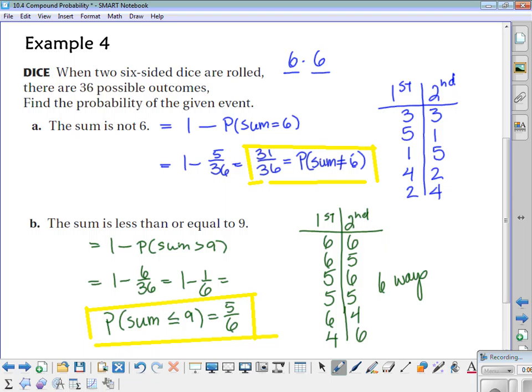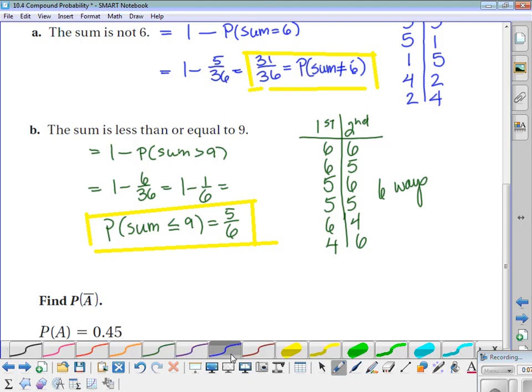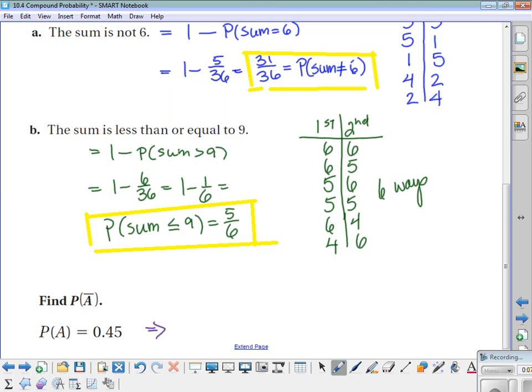All right, so here's a really easy one for you. There actually are problems this easy on your homework tonight. Find A bar, find the probability of A bar if the probability of A is 0.45. What's it going to be? 0.55. Yes, you take 1 minus 0.45, and so it would be 0.55.